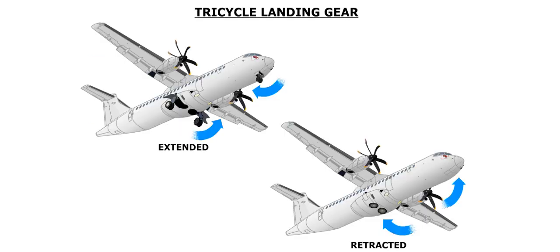The aircraft has a conventional tricycle landing gear. The nose landing gear retracts forward, whereas the main landing gear retracts inward. Gear doors enclose the gear when it is retracted.